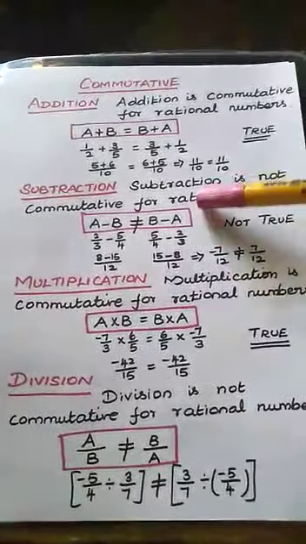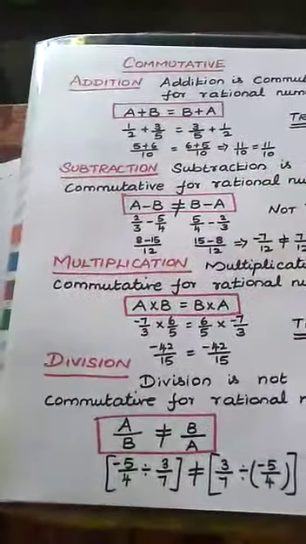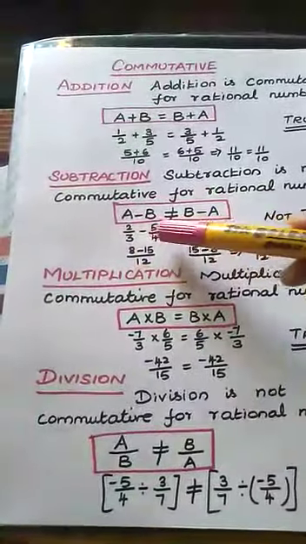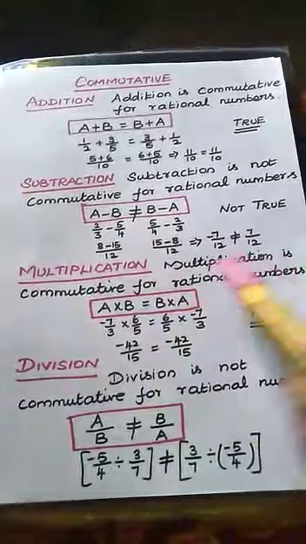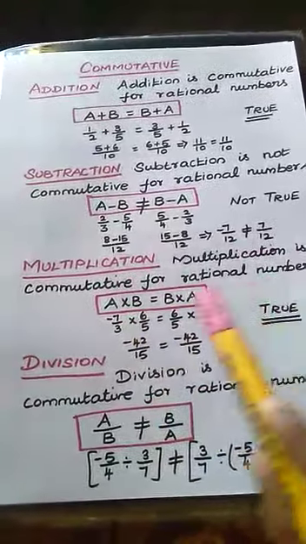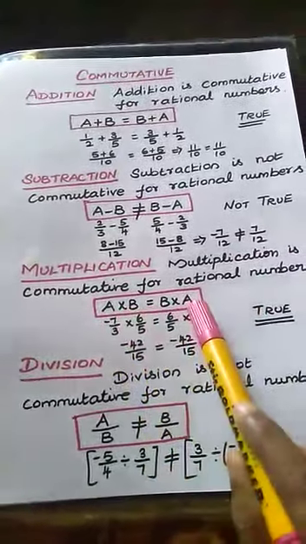Again subtraction. Subtraction is not commutative for rational numbers. A minus B is not equal to B minus A. And multiplication. Multiplication is commutative for rational numbers. A into B is equal to B into A.